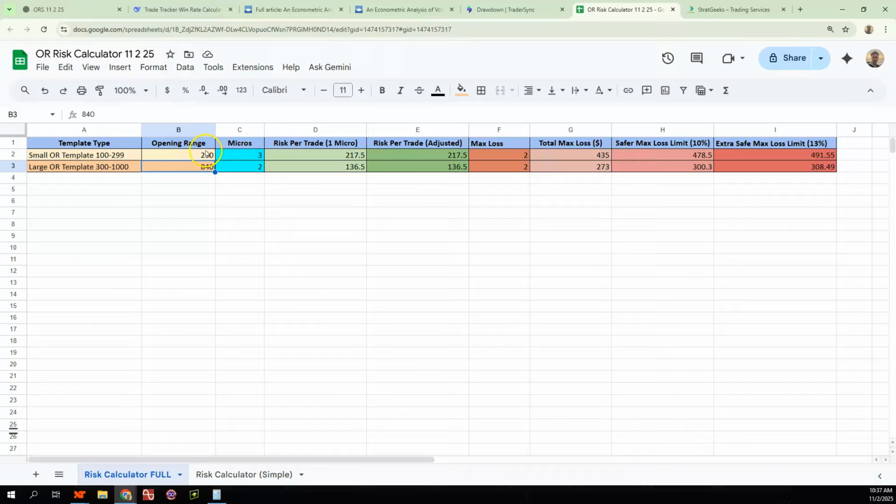So a 290 tick opening range with 3 micros would be risking $217. Might be a little bit too much for you. Maybe you just want to change to only trading 2 micros on that day. Now you're under $200 per trade, at $145, and you're risking only $327.